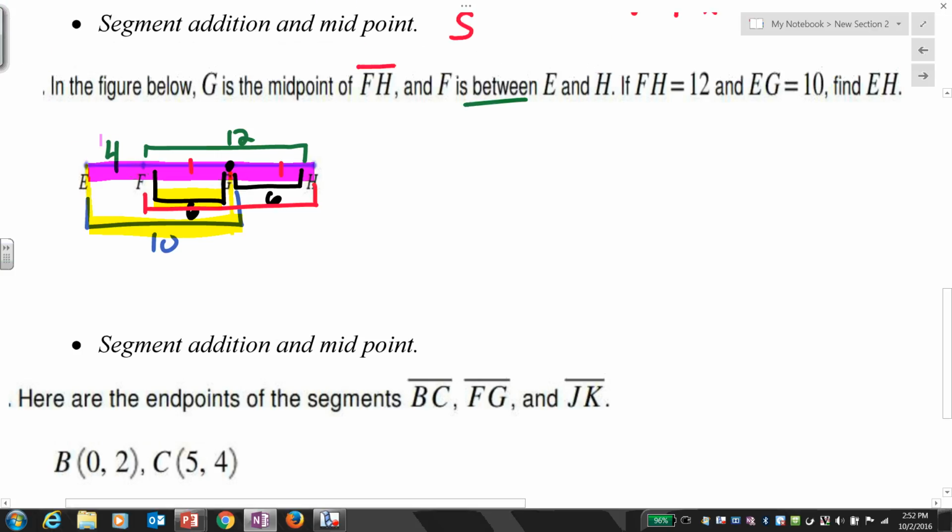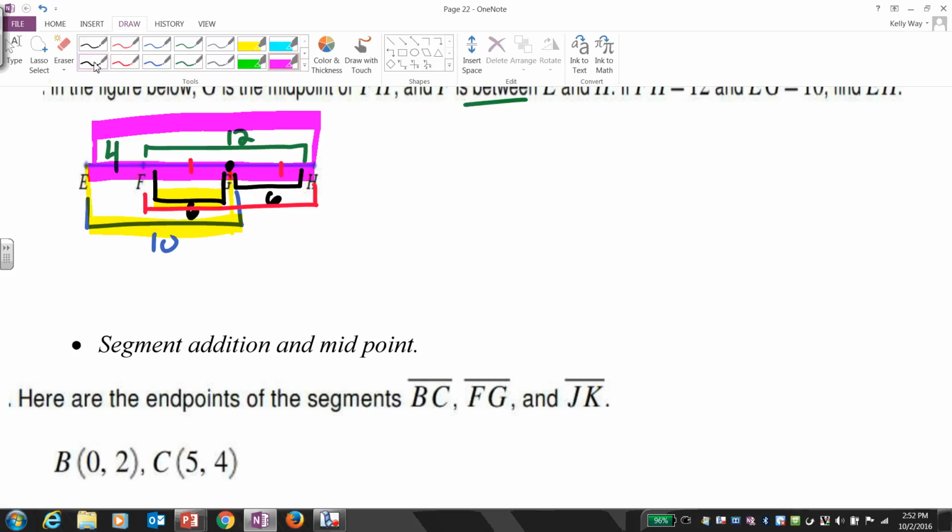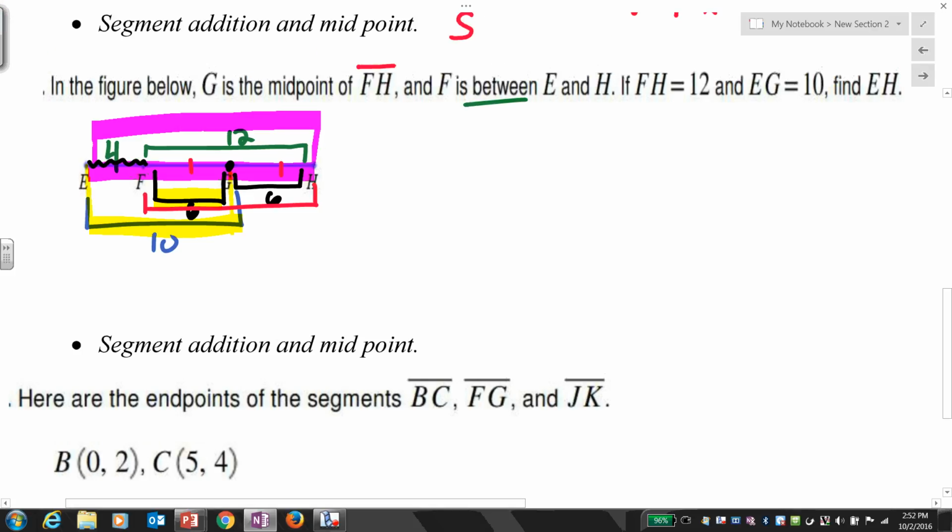Let's see if we have enough information. We want E all the way to H. Well, we have 4, and then we have 12. Of course, our length there would be 16. So E to H, the distance is 16 units.